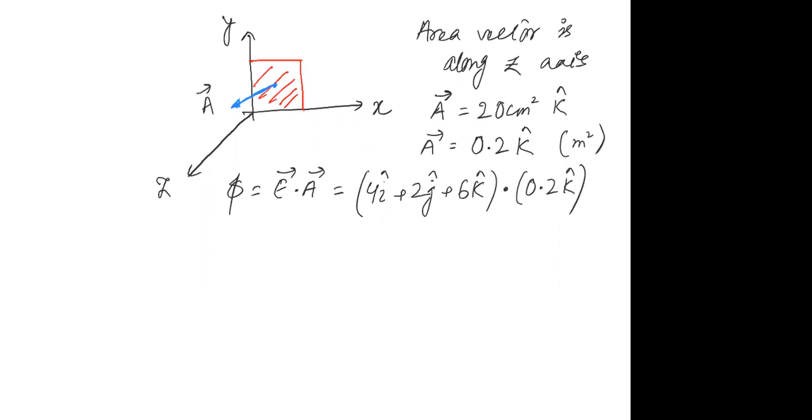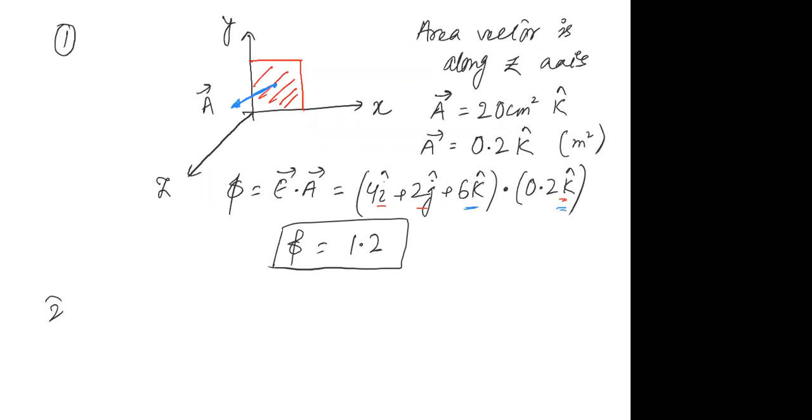Who will tell me what is I dot K? 0. J dot K? 0. And what is K dot K? 1. So flux will be simply written as 6 multiplied by 0.2 is 1.2 and K dot K is 1. So this is the value of flux. Yes, sir. This is the first case.